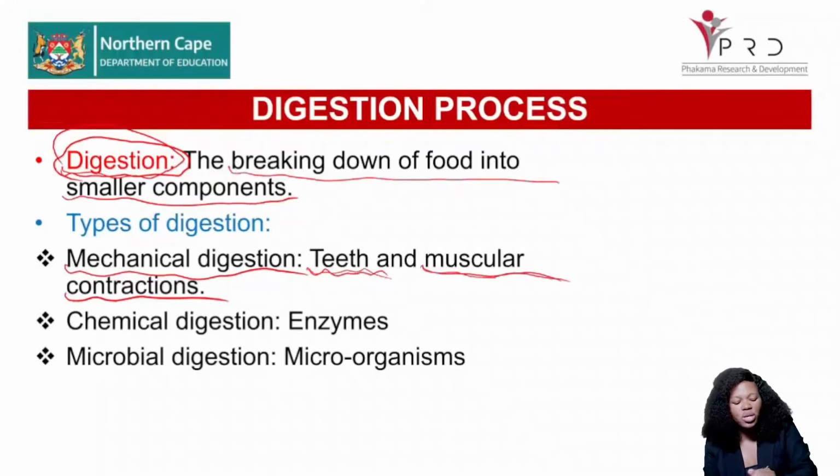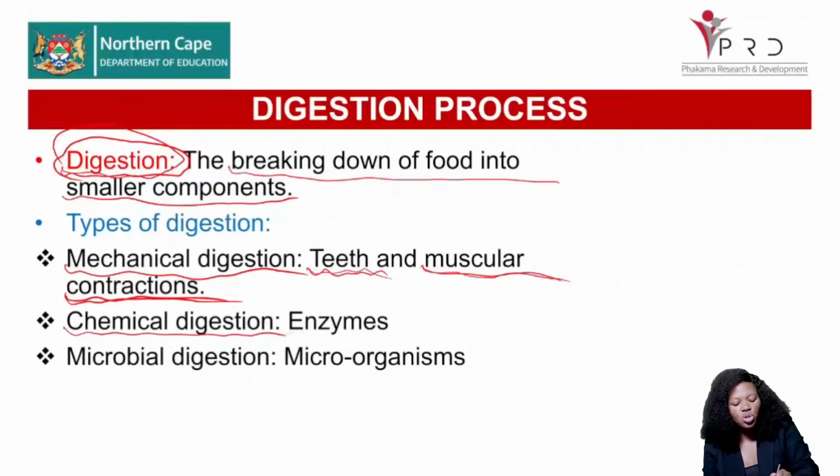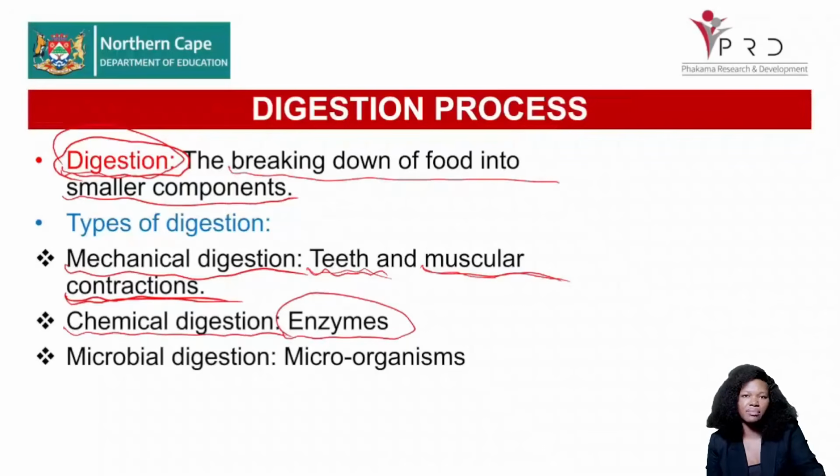Where there is muscular contraction, you will understand that there is mechanical digestion. Now, our second type is chemical digestion, which is controlled or facilitated by enzymes, where nutrients are digested from insoluble into soluble.